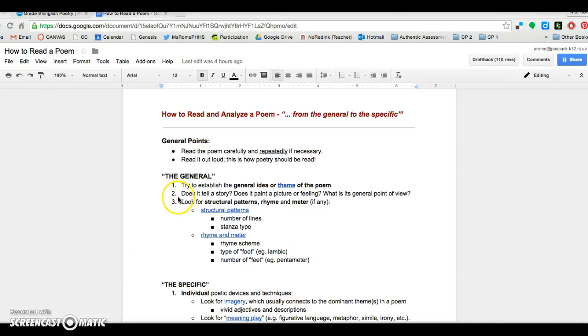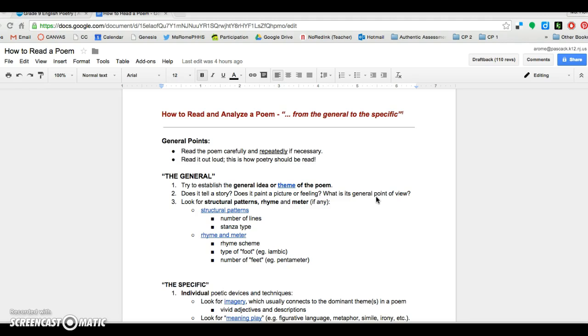Next, we want to know, does the poem tell a story? Does it paint a picture or a feeling? And what is its general point of view? So does it tell a story? I don't really think it tells a story. This isn't a narrative poem. It doesn't have a beginning, middle, and end as far as plot. So I'm going to say no to that one.